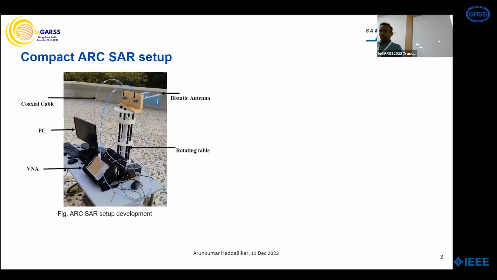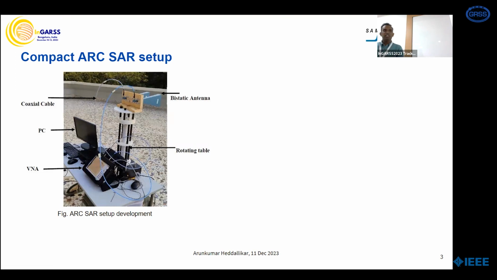This is the experiment test setup. In this image we can see the rotating table, which rotates 360 degrees in angular motion. We have two horn antennas, that is a bistatic configuration. We are using a VNA, a vector network analyzer, which is used for SFCW radar, stepped frequency continuous wave radar. We have connected this VNA using coaxial cable to the antennas in bistatic configuration. We have a computer to control the rotating table, and the VNA will radiate and receive the backscattered signal.